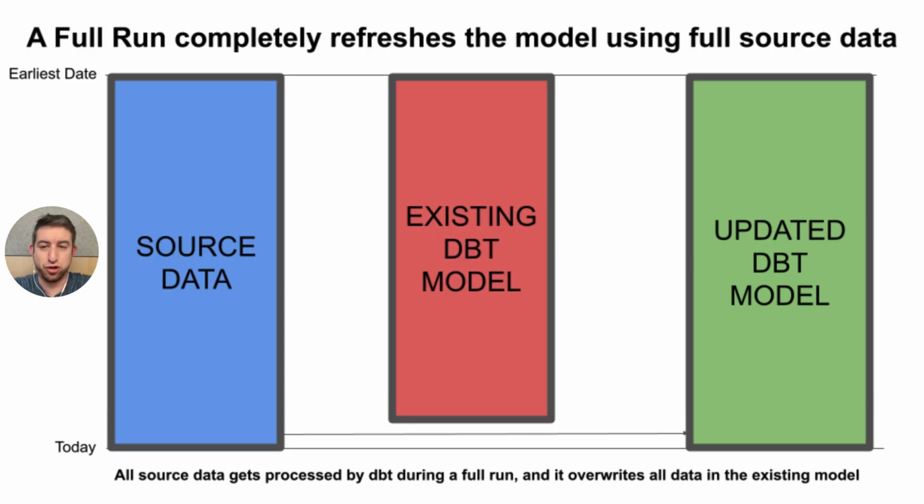A full run is much more straightforward. It's going to use the full history of source data and overwrite any data that's in your existing dbt model to populate your final updated dbt model.